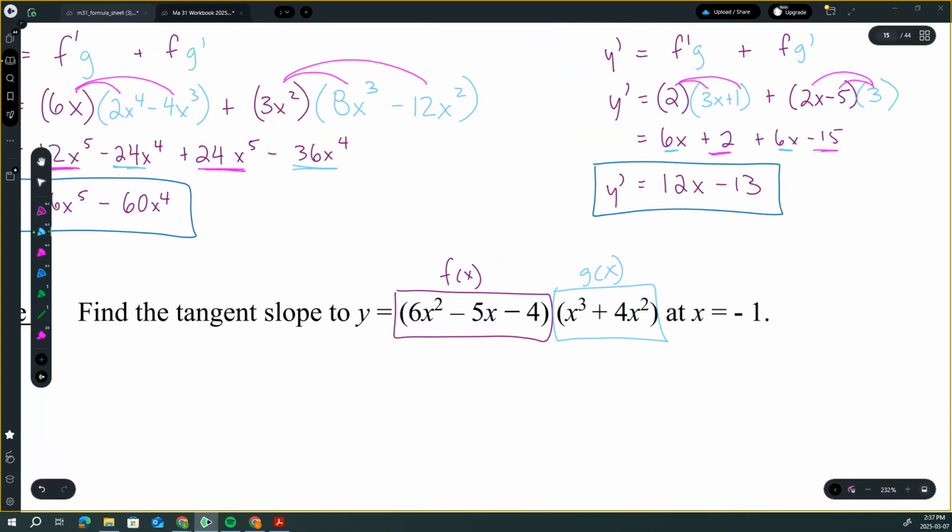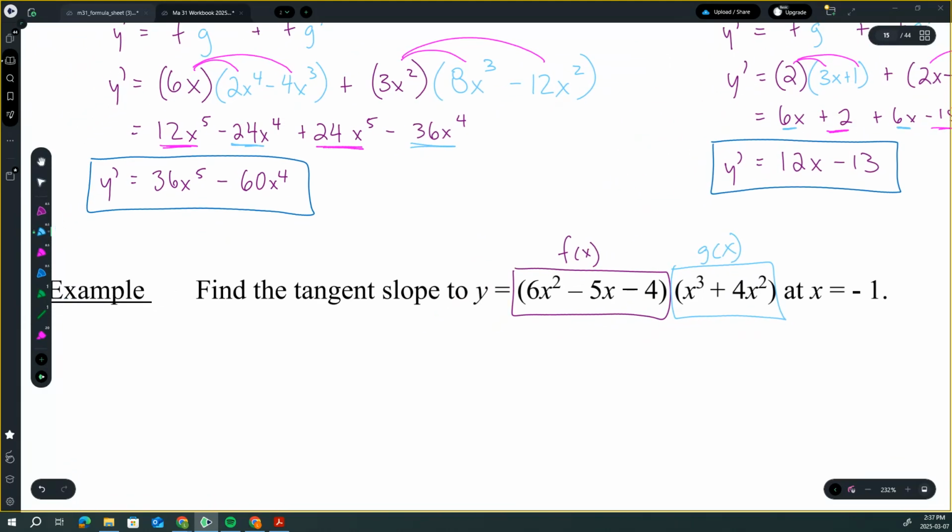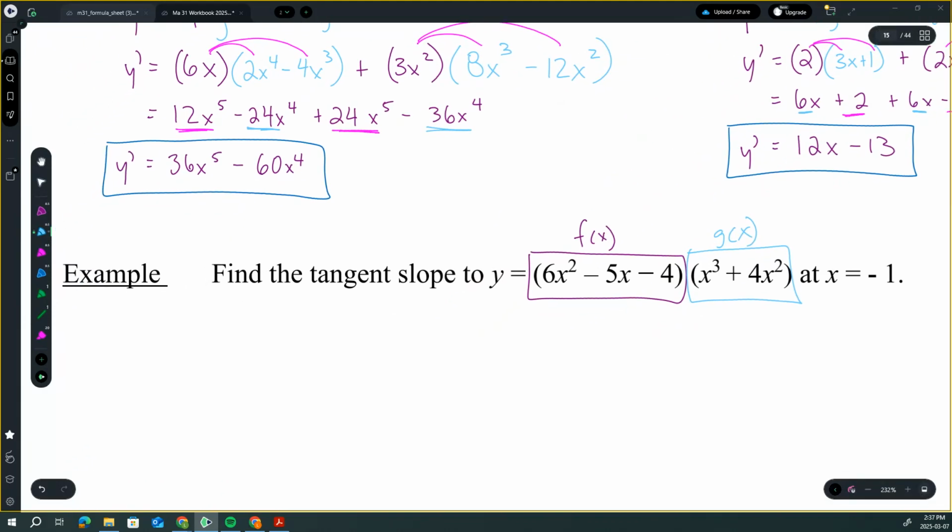Okay, so find the tangent slope to this function, or these two functions multiplied together, at x is equal to -1. So step 1, take the derivative, and then simplify as much as possible. Step 2, substitute in that x value and get your tangent slope. Again, a reminder that derivatives help you to find slope. They give you the equation to find slope at any point on whatever given curve.